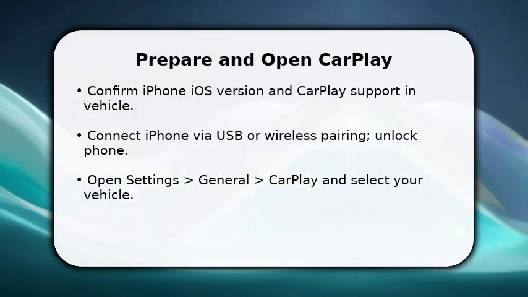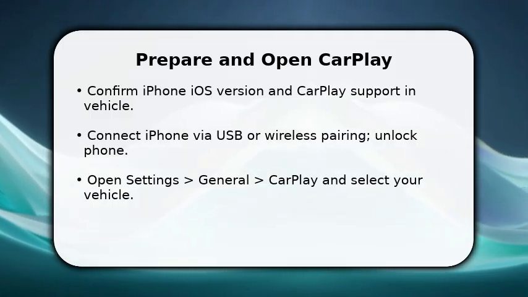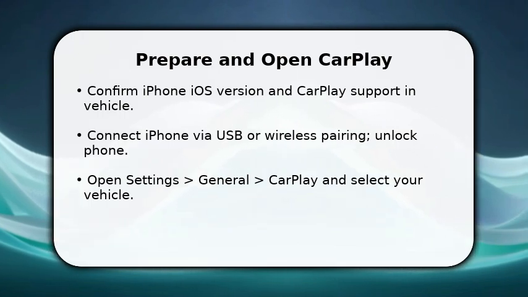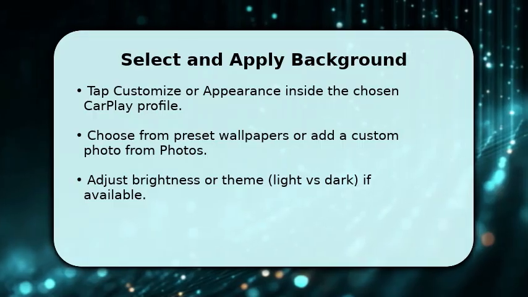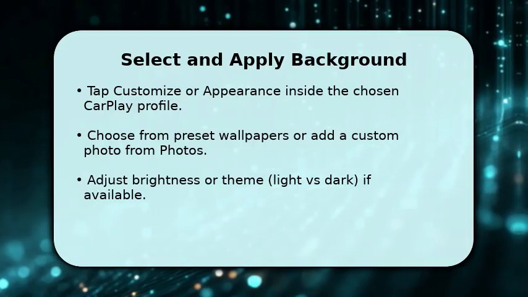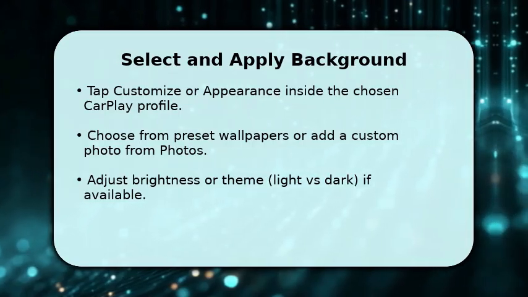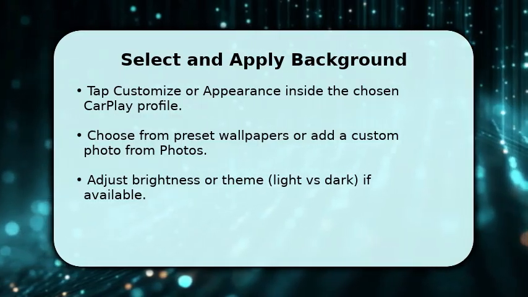While in the list, glance for a Customize or Options button. If visible, tap it to begin changing visual elements and backgrounds. Once inside the profile customization area, you'll see Appearance or Wallpaper settings. Tap it. Choose a preset background for immediate use or select Add Photo to pick a custom image from your Photos library. Use a landscape crop for best results.